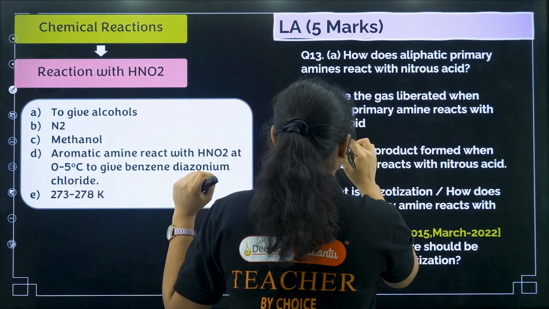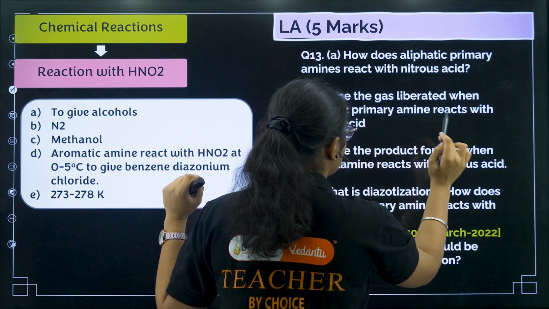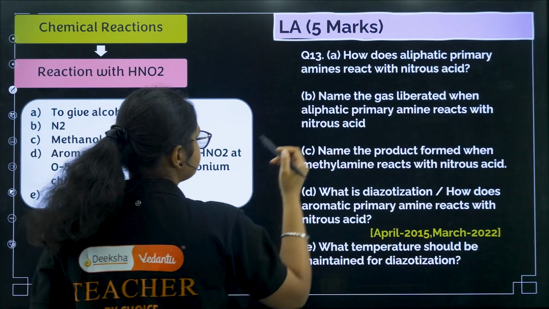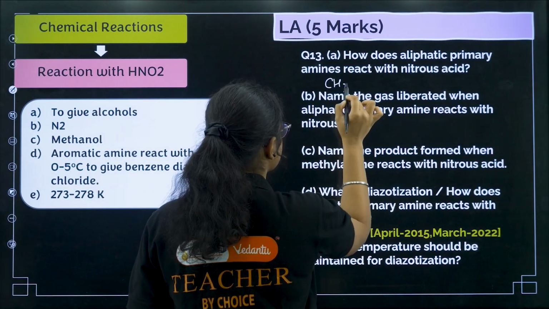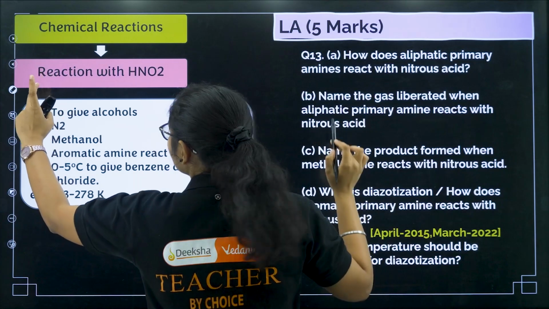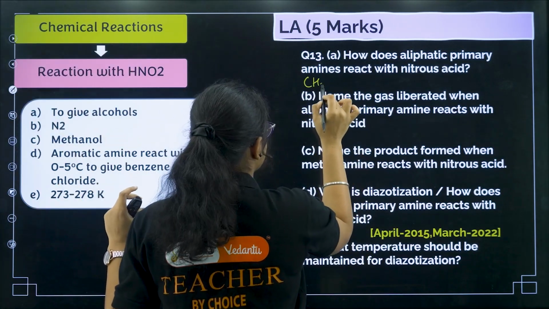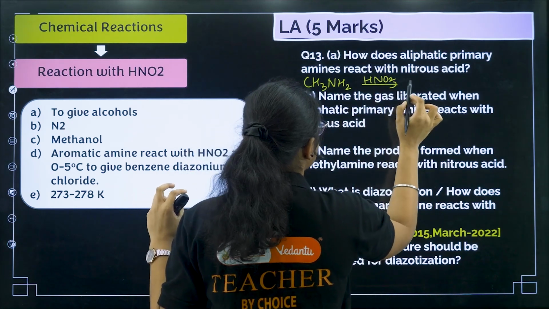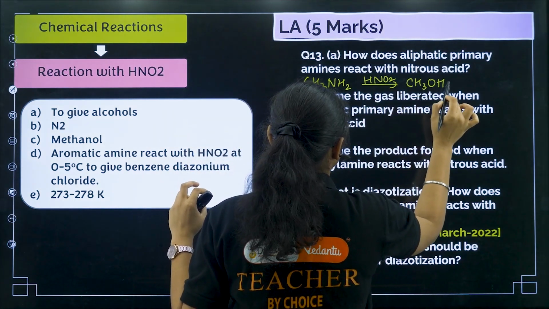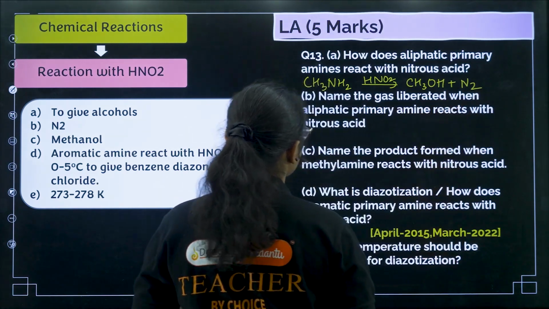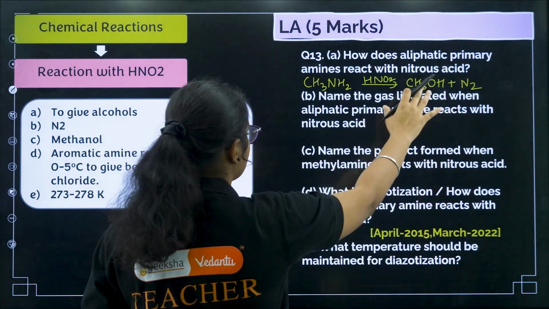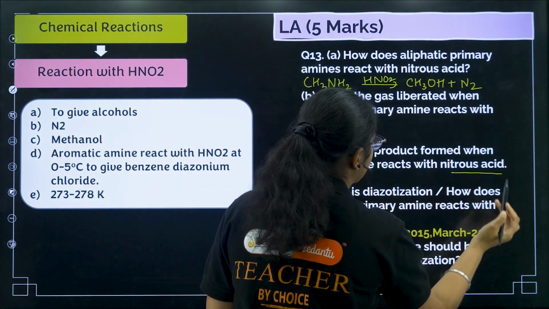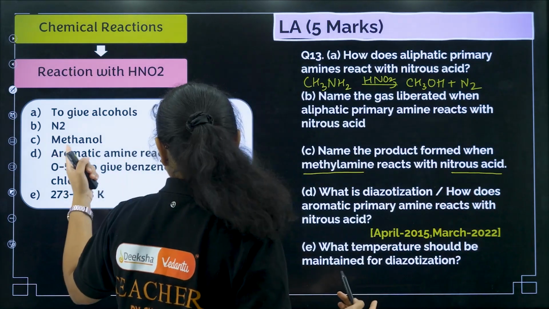Next, name the gas liberated when aliphatic primary amine reacts with nitrous acid. N2 gas is released here. So I can write the reaction for you. For example, if you have CH3NH2 and you are treating with HNO2, that is nitrous acid, you will get CH3OH plus N2 gas is produced. That is why we say that N2 gas is produced here. Next, name the product formed when methylamine reacts with nitrous acid. You will get the alcohol of it, that is methanol.